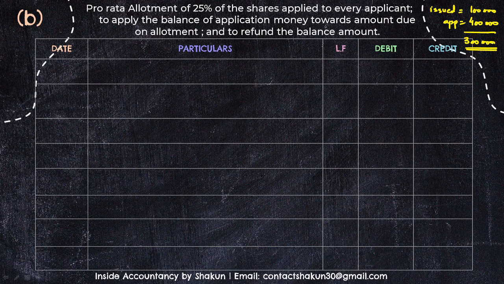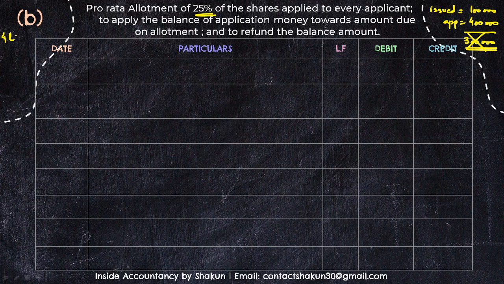Now, pro-rata allotment of 25% of the shares applied to every applicant. That means proportionate allotment was made. Instead of finding out this 3 lakh, what they are saying is that to the applicants of 4 lakh, people who had applied for 4 lakh, 25%, everybody, like for example, a person who asked for, let's say 100 shares was given 25 shares. So 25% of the shares applied to every applicant.